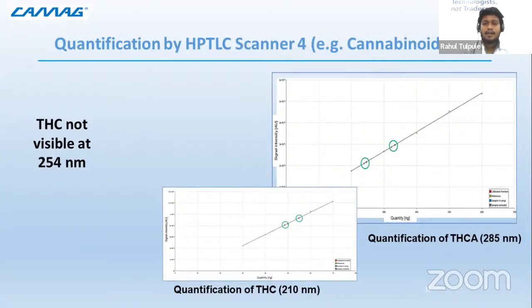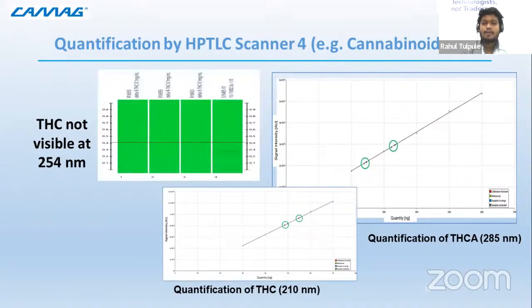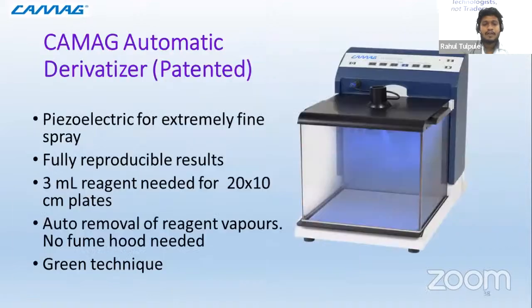You can do the quantification as well using the scanner. As I said, the concentration is determined according to the absorbance of light absorbed. Through that, a calibration curve or a regression line can be observed, on which you can identify your band of interest or quantify your band of interest.